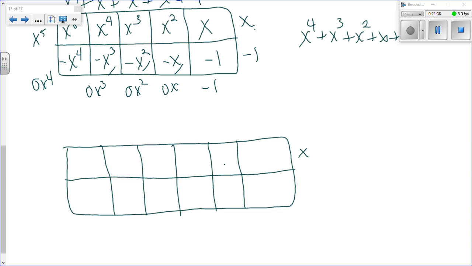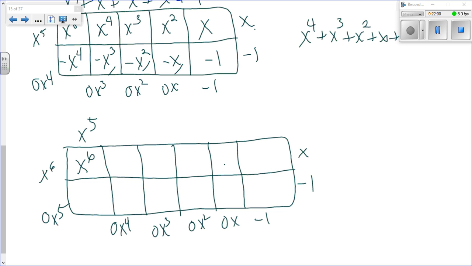So this is x minus 1. This is x to the 6th, 0, x to the 5th, 0, x to the 4th, 0, x to the 3rd, 0, x squared, 0, x, negative 1. So my first box here is x to the 6th. What do I have to multiply x by? Oh, that's x to the 5th. X to the 5th times negative 1 is negative x to the 5th. That has to add up to 0, so that makes this positive x to the 5th.